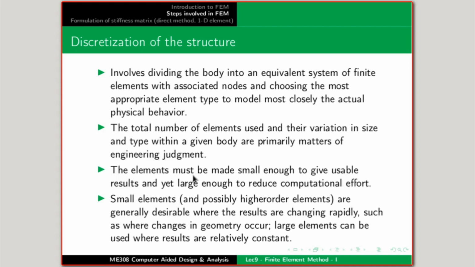Generally, the smaller the element size, the more accurate will be the result. However, when the element size is small, we need to have a large number of elements to cover the entire body, and hence computational effort will increase. In usual practice, small elements are generally desirable where results are changing rapidly, such as where changes in geometry occur. Large elements can be used where results are relatively constant.